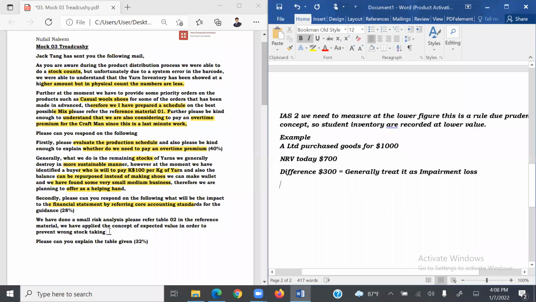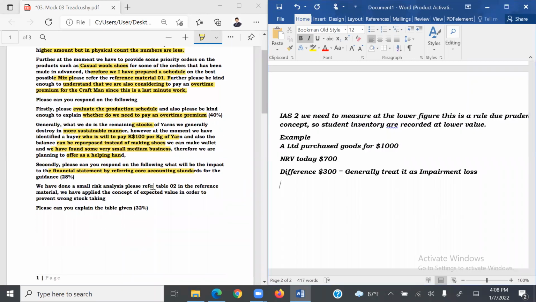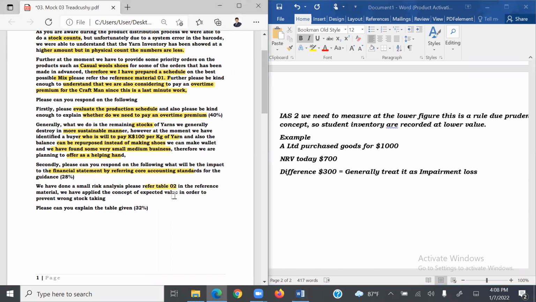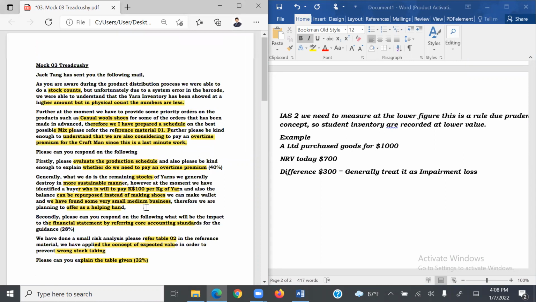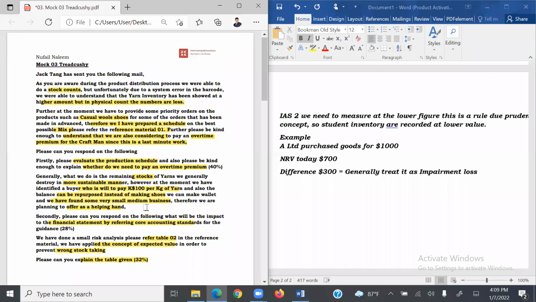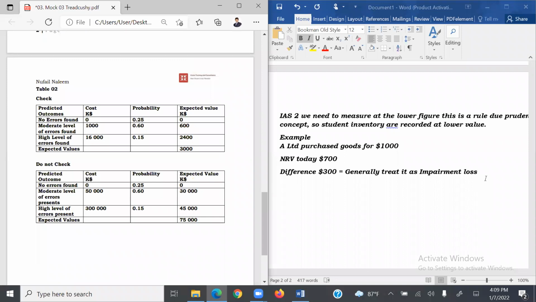Now let's come to the next one. We have done a small risk analysis. Please refer to table 2 in the reference material. We have applied the concept of expected value in order to prevent wrong stock taking. They have done a small table on expected value, and you are asked to explain the table. This is how it will appear in the operational case study: they give you a table and you need to explain it. So let's go through the table. I'm giving you around 2 minutes.